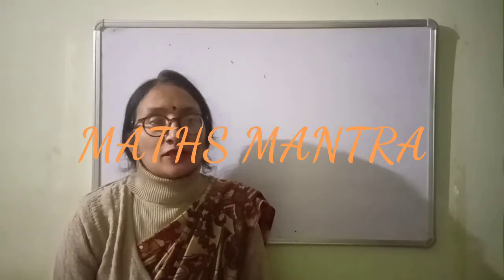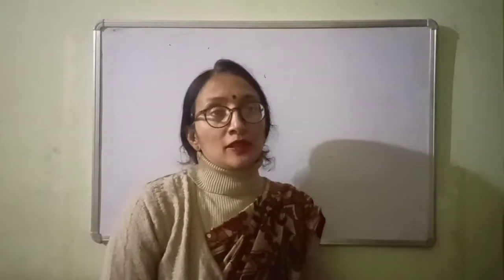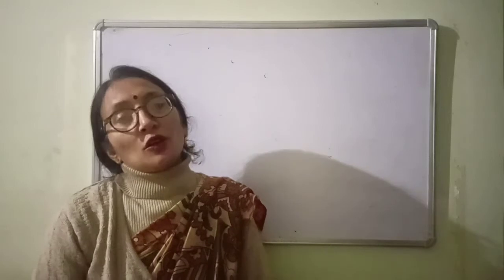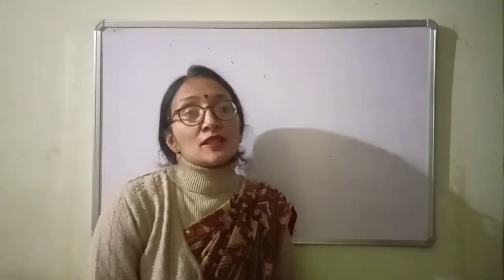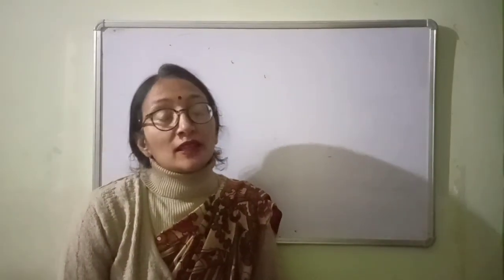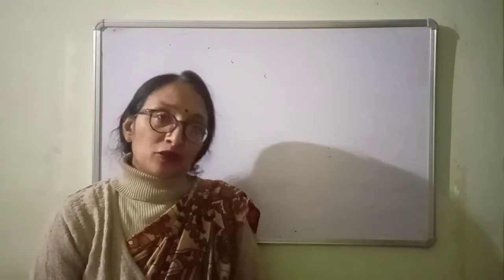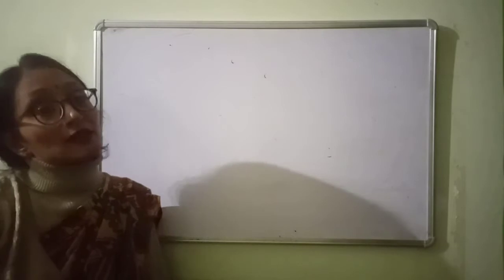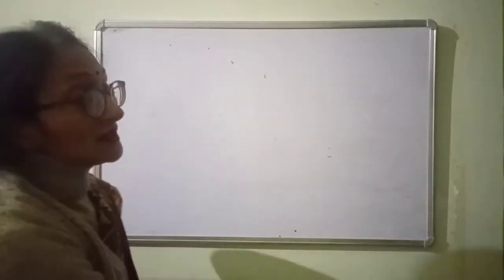Hello, my dear students. My today's topic is perimeter and area. All of you know that perimeter means the length of the boundary and area means the space covered by an object. So today we bring the exercise 11.1 from NCERT book, class 7th standard.